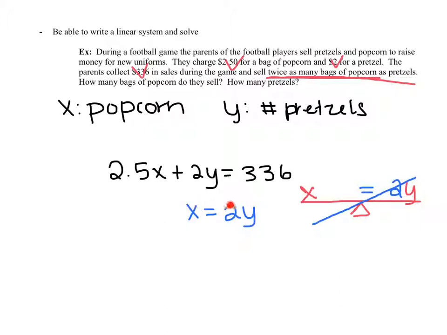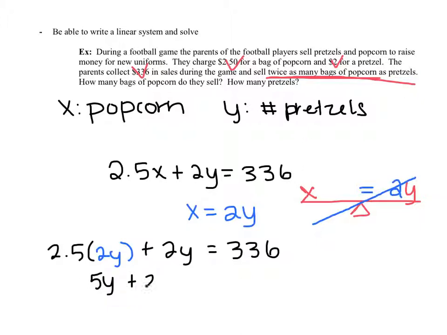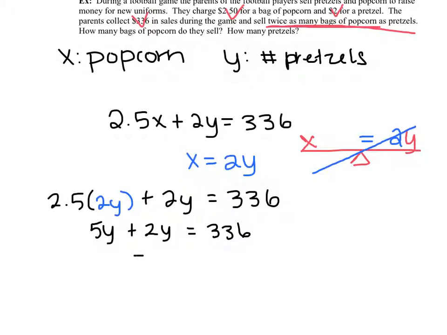So this says everywhere you see an x, replace it with 2y. I do see an x, so I'm going to do 2.5 times 2y plus 2y equals 336. And then 2.5 times 2y would be 5y plus 2y equals 336. If I add those up, it adds to 7y equals 336. Divide both sides by 7, and I get 48. So 48 pretzels. And if there are 48 pretzels, 2 times 48 would be 96 bags of popcorn.